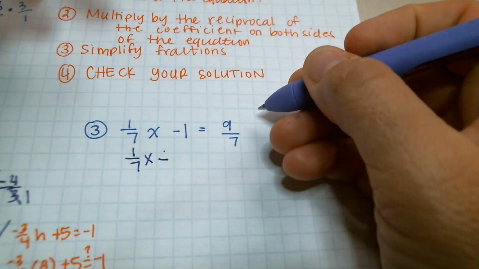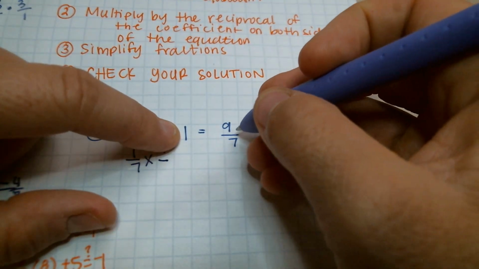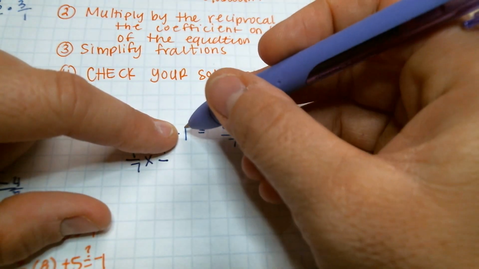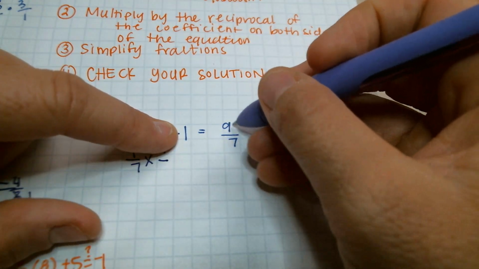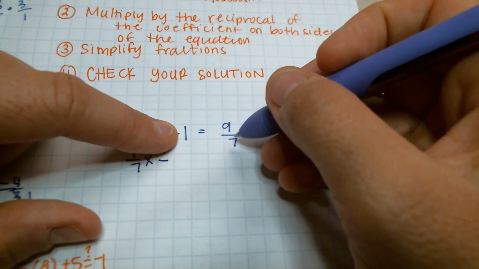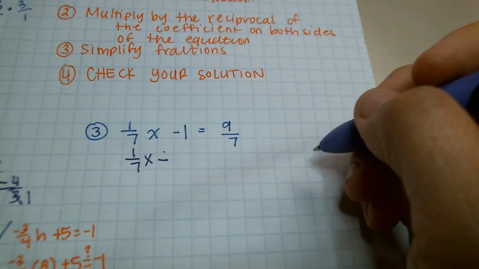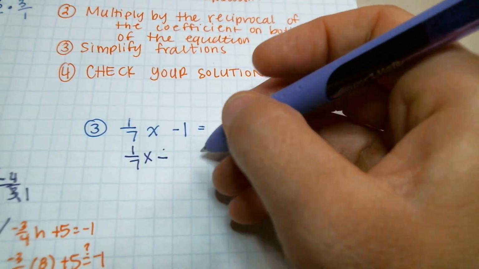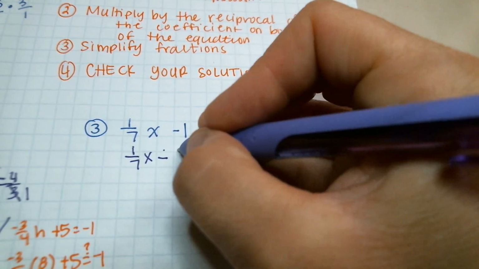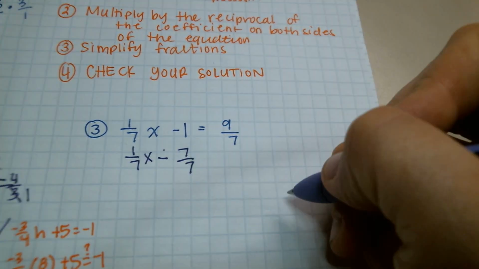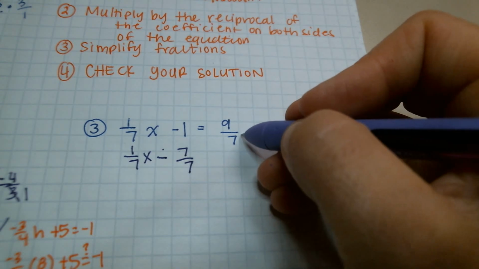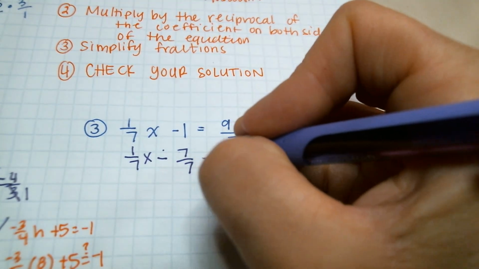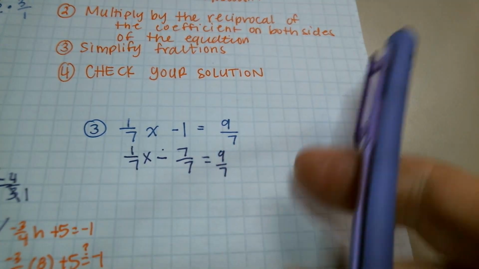But that's not going to help me any. I'm going to rewrite this as a fraction that's still equal to 1. But since I'm going to be adding it to this 9/7, I want it to have a denominator of 7. So 7/7 has a denominator of 7, and it's still equal to 1. So that makes life a lot easier.